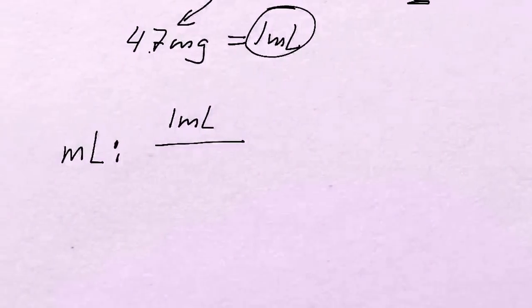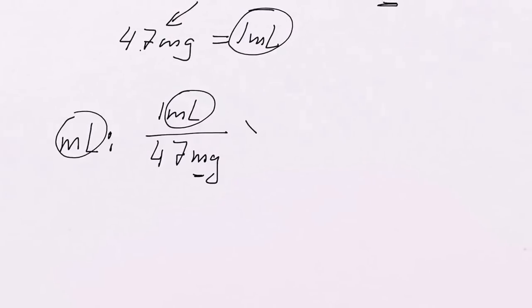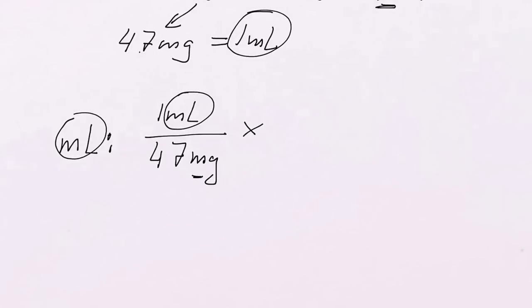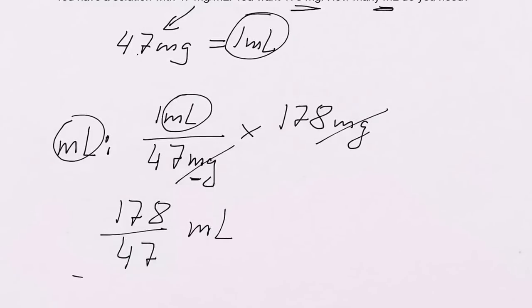It's always the unit that we're looking for is on top of the fraction line in 47 milligram. So the milliliter are all right here. Now we want to get rid of the milligram. So do we have milligram anywhere? Yes, we have that here. So we have 178 milligram. What we see is that the milligram cancels out. And we have left 178 over 47 milliliter. That is what we need in this case in terms of solution.